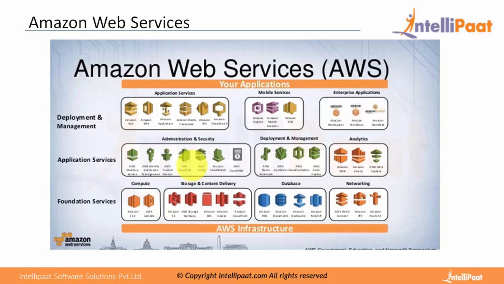You want something for compute, which means a virtual server, it is available. You need storage, it is available. You need static storage, it is available. You need something for database, there is something. You need something for analytics, automation, mobile application development, gaming, administration and security, something is available for networking. You name it, there is something available for you in Amazon.